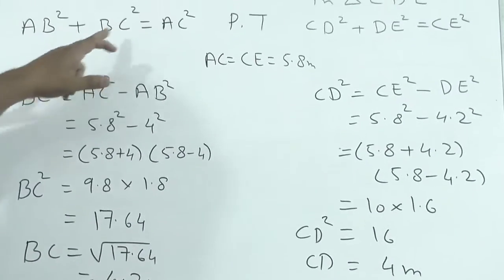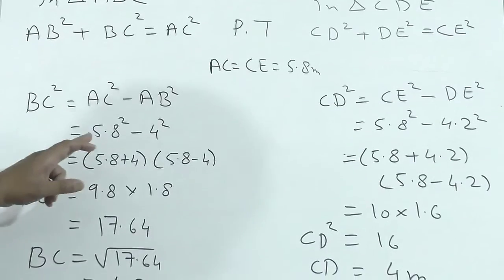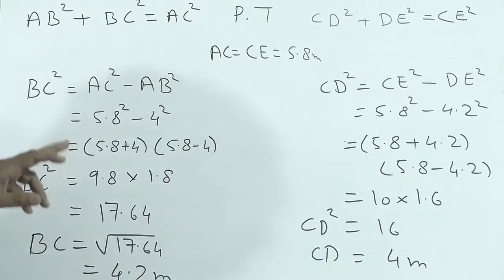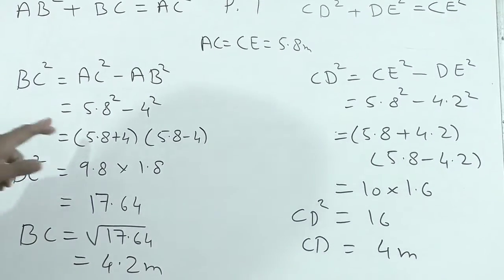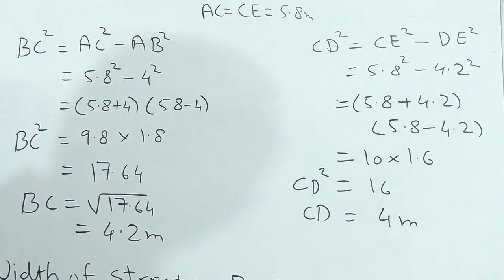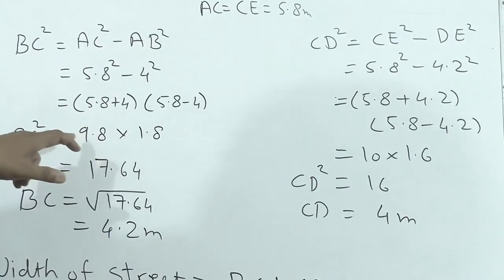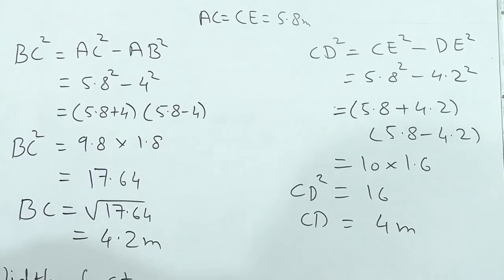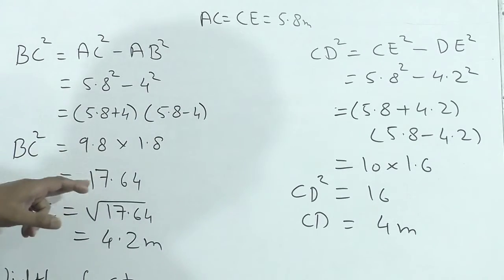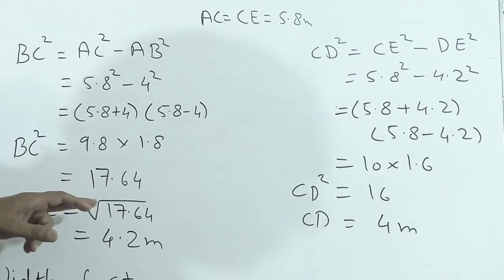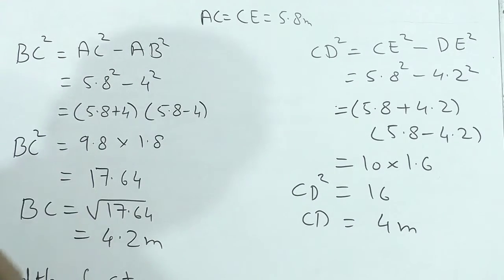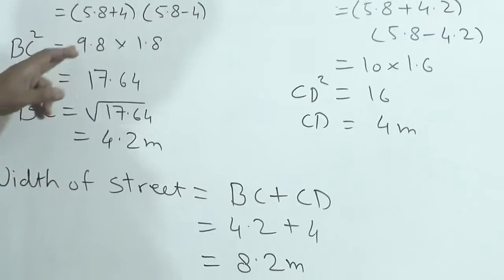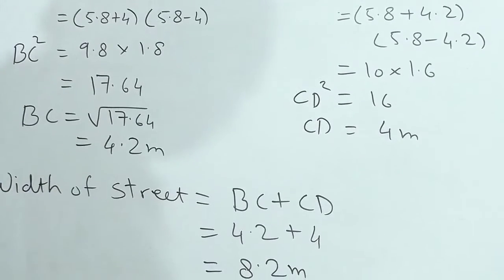BC square is AC square minus AB square. 5.8 square minus 4 square. a square minus b square, a plus b, a minus b, identities. 5.8 plus 4, that is 9.8. 5.8 minus 4 is 1.8. So the product is 9.8 into 1.8. You can factorize that method also, it's okay. 17.64, multiplication. Root 17.64.